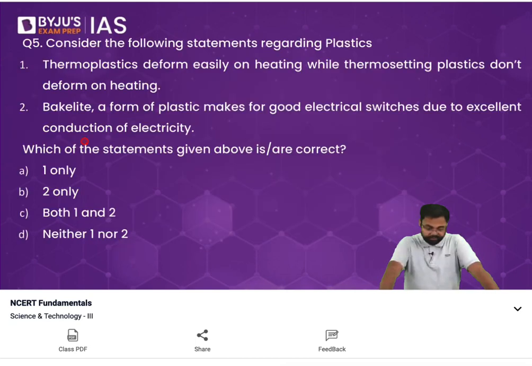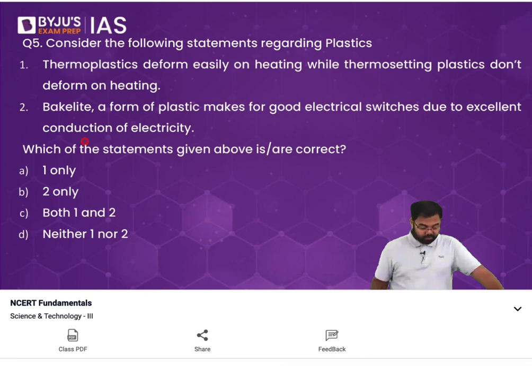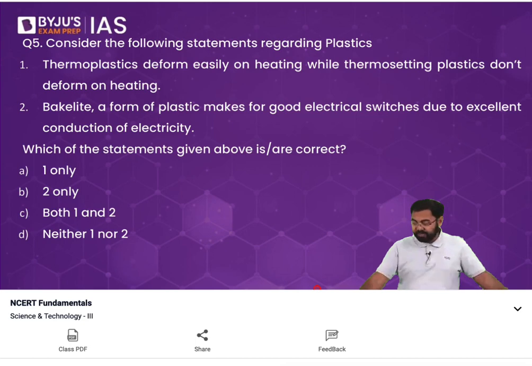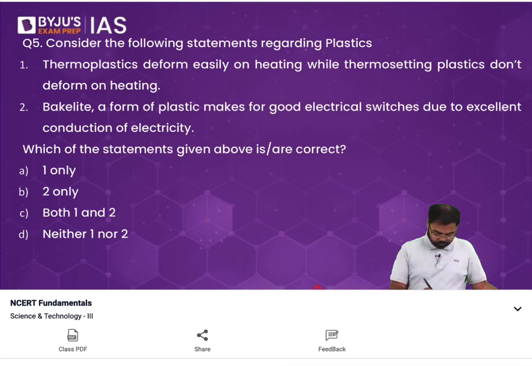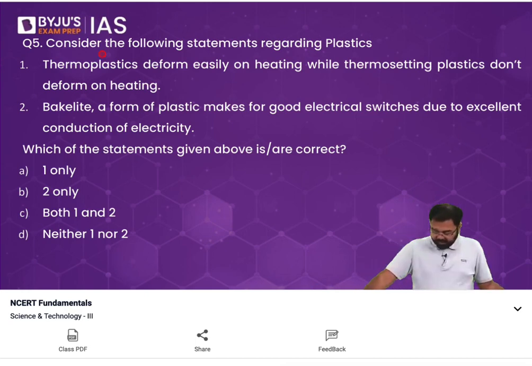Moving on, question number 5. Consider the following statements regarding plastics. 1. Thermoplastics deform easily on heating, while thermosetting plastics don't deform on heating. 2. Bakelite, a form of plastic, makes for good electrical switches due to excellent conduction of electricity. I'm launching the poll. Please mark your answers. All right, please mark your answers. So 29% of you have marked the correct answer. Let's have a discussion on this.